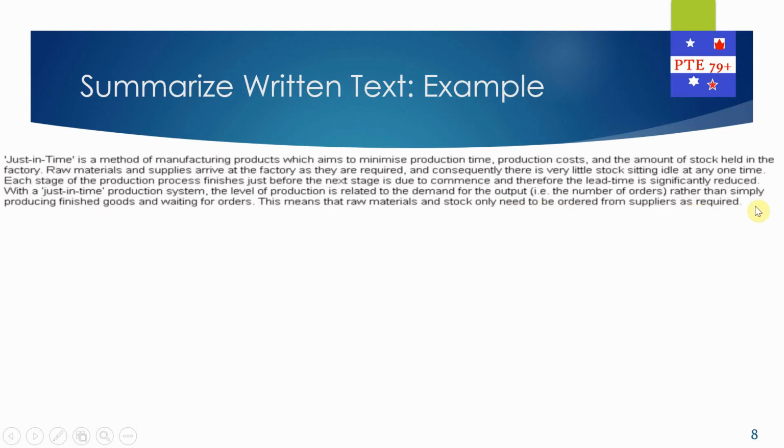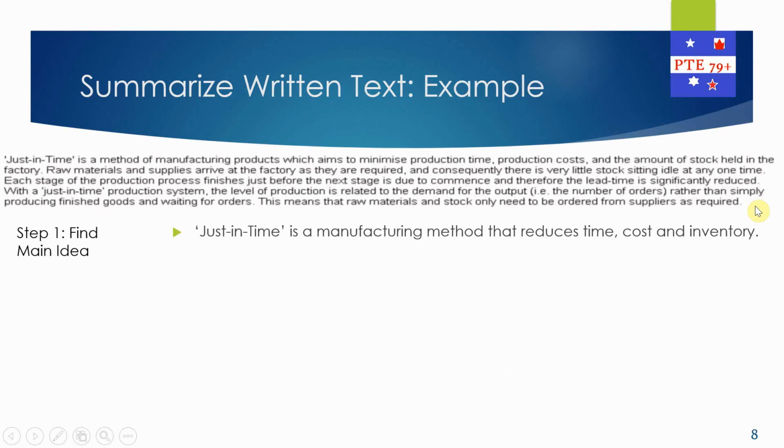So, this is a passage. So, what is our first step? Try to figure out the main idea. This is only one paragraph, and the main idea is right there in the first statement. So I've just rewritten that: Just in time is a manufacturing method that reduces time, cost, and inventory.